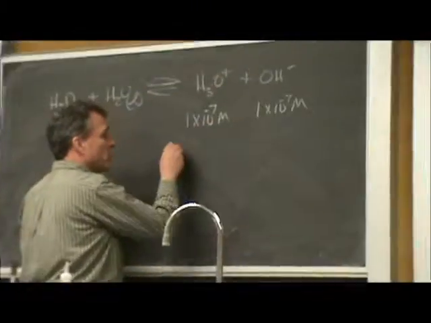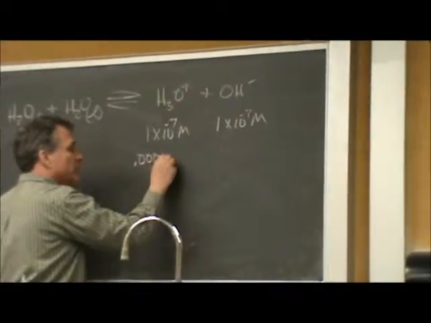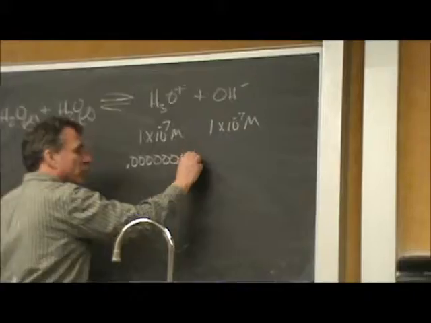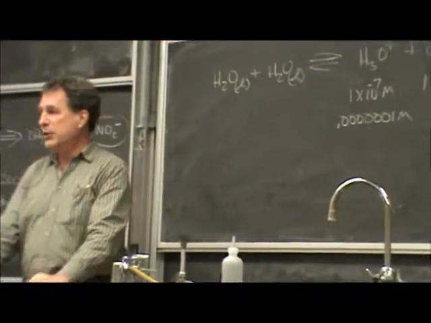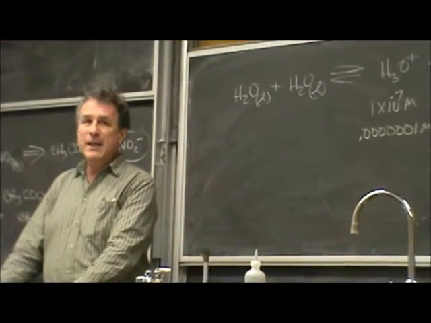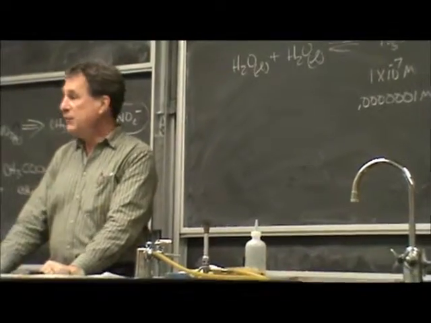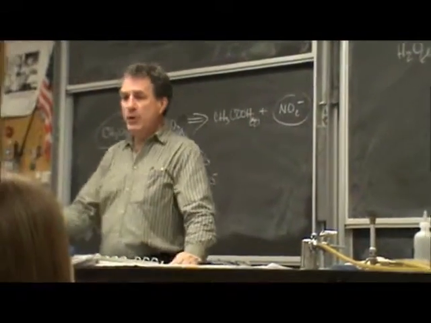10 to the negative 7 moles per liter is 0.0000001 moles per liter. That's not very much. 1/10,000,000th of a mole of hydronium ions per liter of pure water.